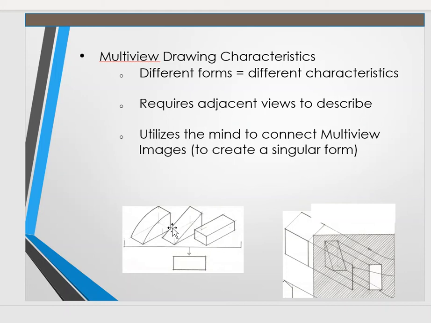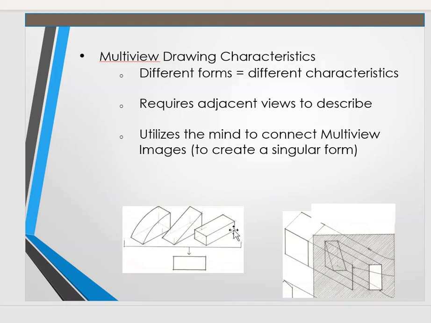And that's what we call oblique drawings or parallel drawings. When you tilt an object at an angle and you start to bring up lines, now you're creating a three-dimensional look. So different forms have different characteristics, but they might look the exact same from one of the views. So this requires that you need those views to really understand what something looks like. So multi-view images can be created from a singular form, but you need additional information.